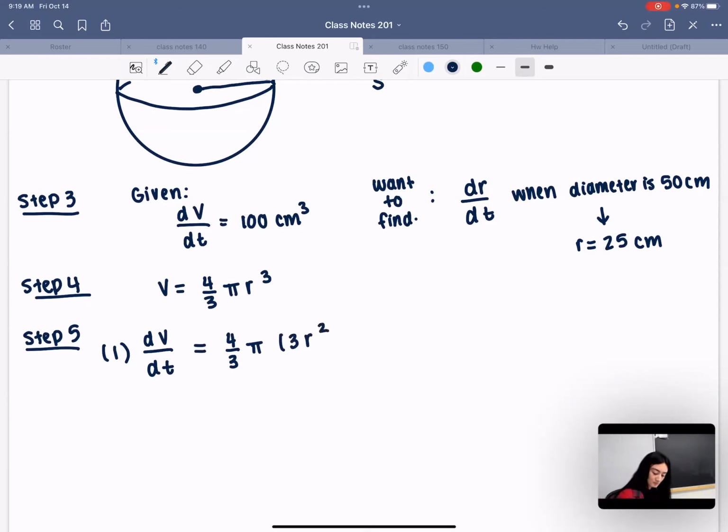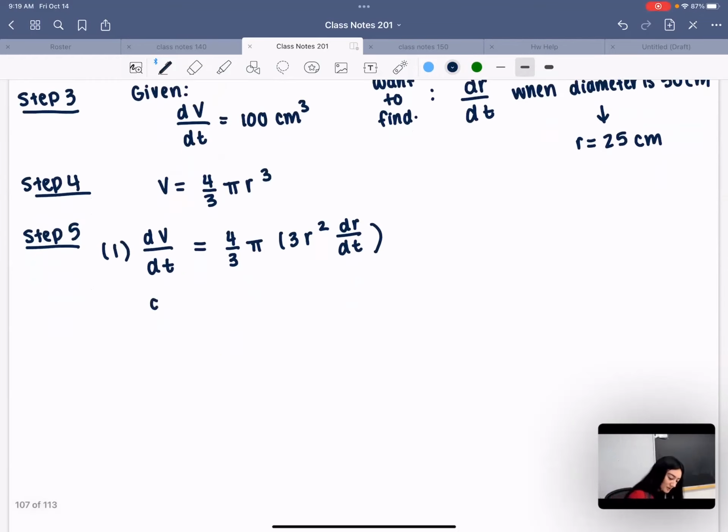3r squared times dr over dt. Perfect, using implicit differentiation with respect to t. Once we're here, we can clean things up a bit. We have dV over dt equals... looks like the threes will cross out, right? So we have 4 pi r squared dr dt.